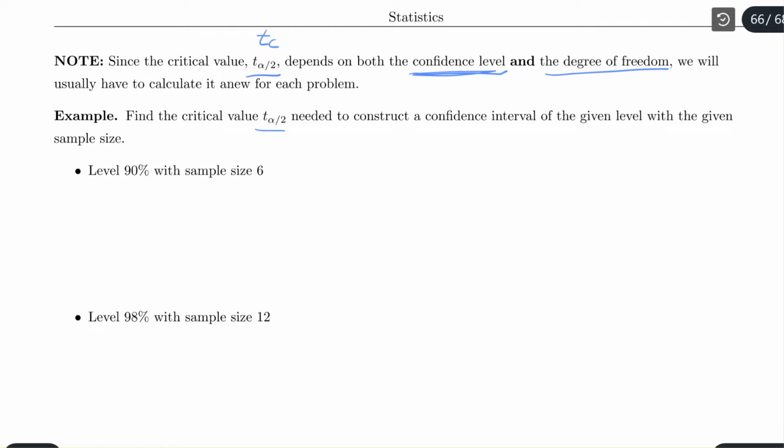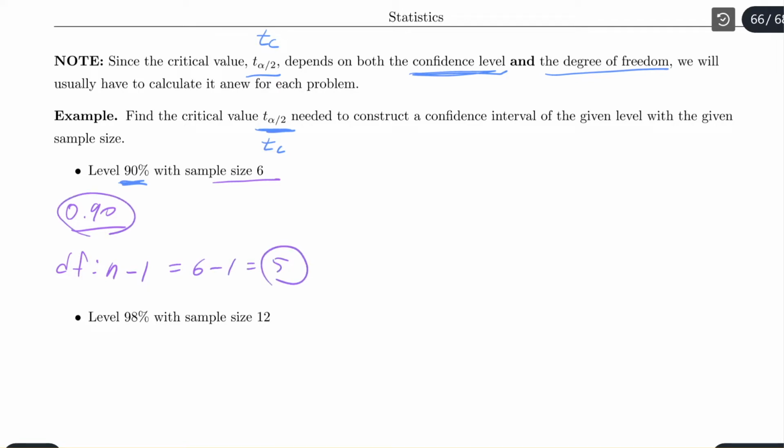So find the critical value needed to construct a confidence interval for the given level and sample size. We're practicing using the table first, and then we'll look at the full problem. Here, the level is 90% and the sample size is 6. So the degrees of freedom is n minus 1, in this case 6 minus 1, therefore 5. So we look at 0.9 and 5.